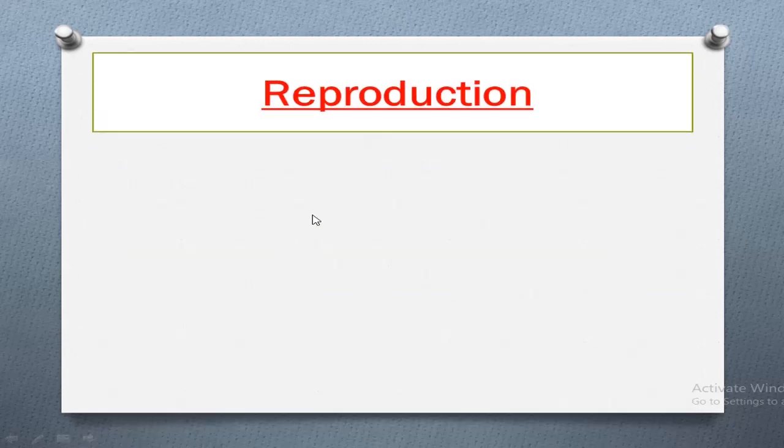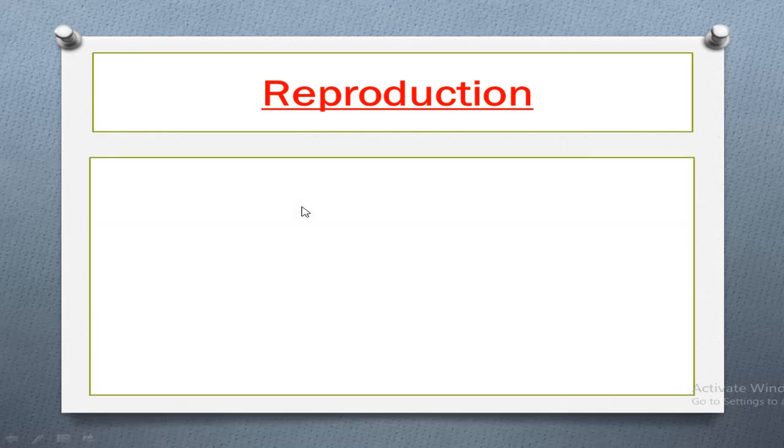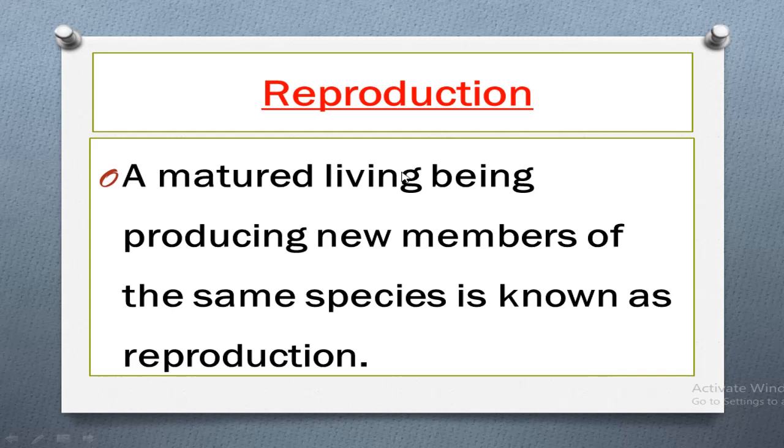Right. Then we will go to learn about the next characteristic of organisms, reproduction. Let's learn what reproduction is. A matured living being producing new members of the same species is known as reproduction.